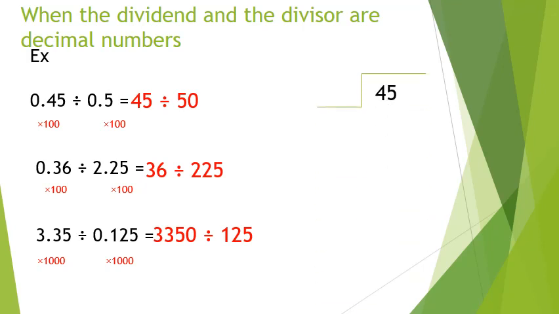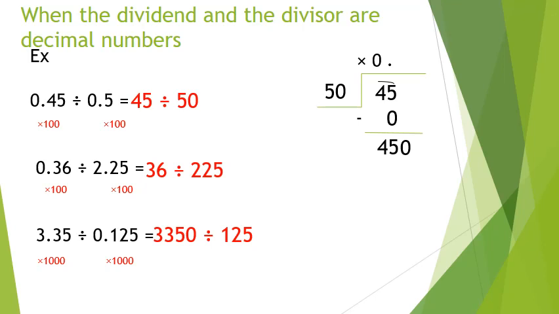Now we can start dividing. The first example, 45 divided by 50. You can see that 45 is less than 50, so we must multiply by 0. 50 times 0 is 0. Then when we subtract, the remainder is 45. So now we put a decimal point in the quotient. When we put this decimal point in the quotient, we can add 0 to the remainder.